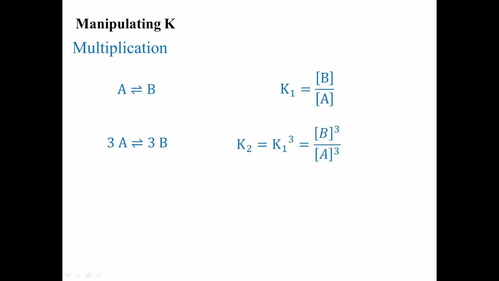Now we're going to get K2 being concentration of B cubed divided by concentration of A cubed. And so what this is going to do is we can essentially say it's similar to the first one, K1, but cubed. So whatever you multiply by, when you're finding the equilibrium constant, you want to raise it to that same exponent. So since we multiplied by 3, we want to raise it to the exponent of 3.